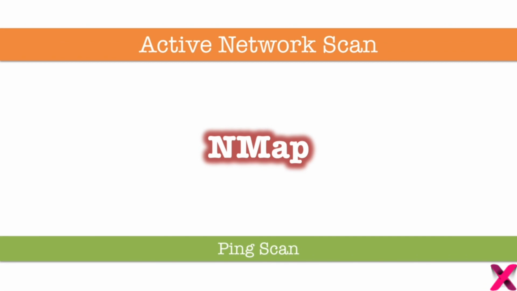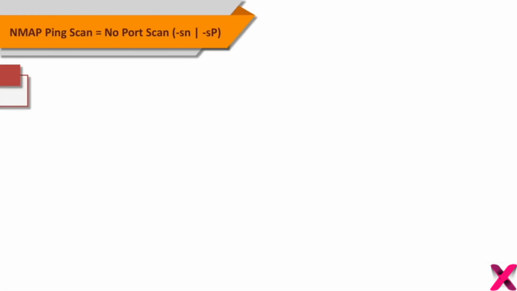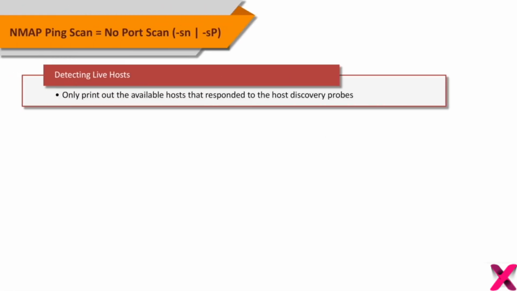One of the very first steps in any network reconnaissance mission is to reduce a set of IP ranges into a list of active or interesting hosts. Scanning every port of every single IP address is slow and usually unnecessary. In No Port Scan option, using -sn option, which was known as -sP in previous releases, you tell Nmap not to do a port scan after host discovery and only print out the available hosts that responded to the host discovery probes. This scan type is often known as a ping scan.